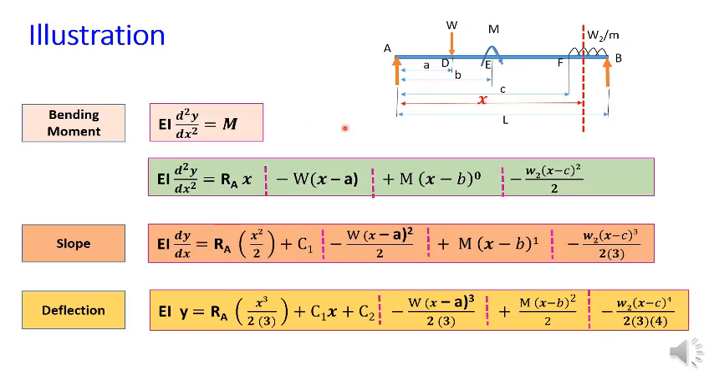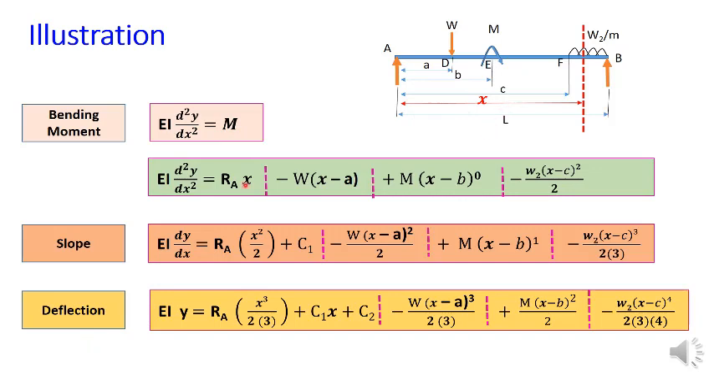Here I have given an example. Here I have a beam. A, B is a beam. You have a point load W at the point D, M at the point E, and FB has a UDL. So we all know EI d square y by dx square is equal to M.